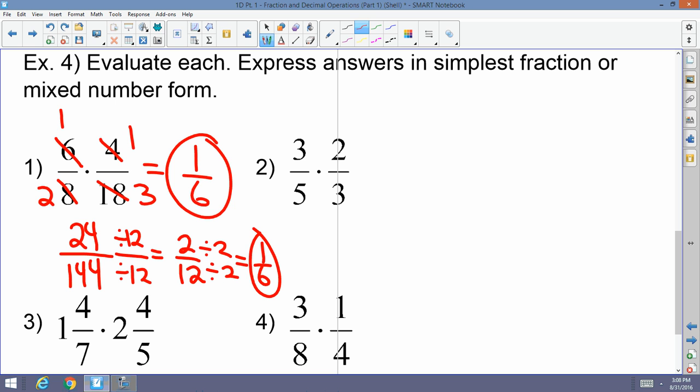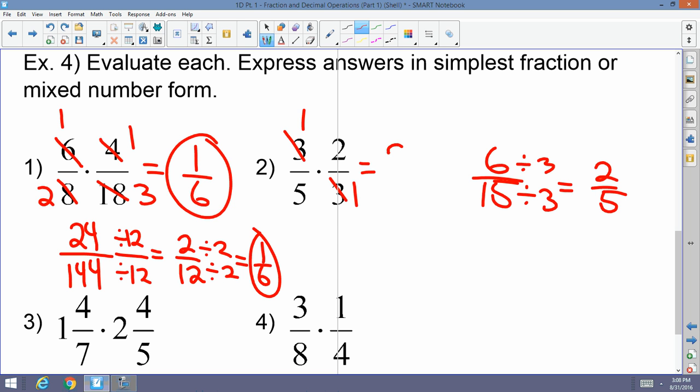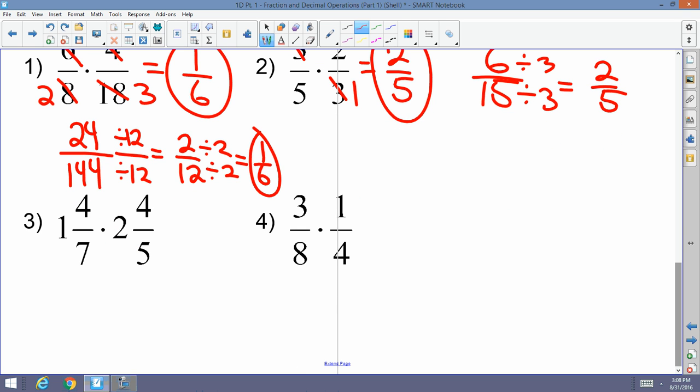Okay? Number 2, 3/5 times 2/3. Well, I could go ahead and say, oh, this is 3 times 2 is 6, over 5 times 3 is 15, and then I can reduce it, giving me 2/5. Or from the get-go, 3 goes into 3 one time, 3 goes into 3 one time, and I have 2/5 as my answer. Undoubtedly, whenever you cross-reduce, life is a lot easier.